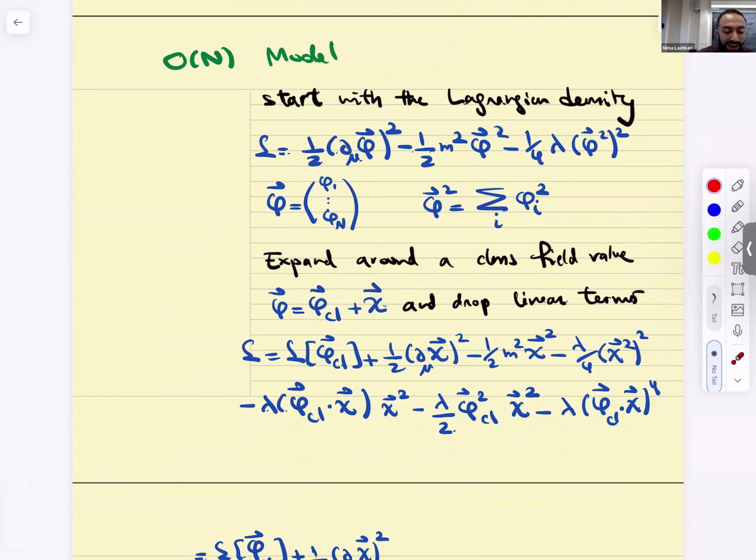Start with the Lagrangian density for the O(N) model. What was the O(N) model? It's just some degrees of freedom that are a vector phi 1 to phi N. These are scalar fields. The O(N) is an internal symmetry.